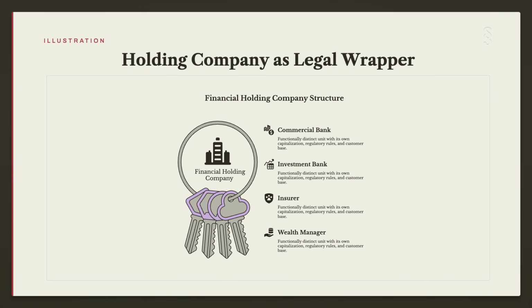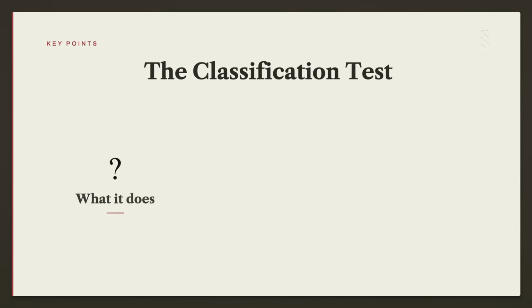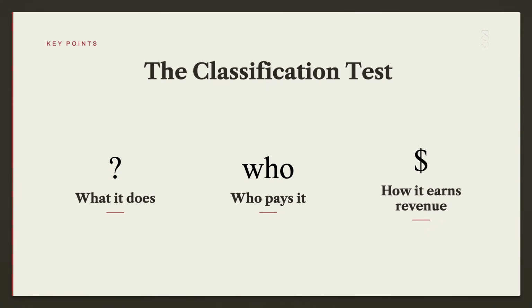Each is capitalized differently for its own risks, regulated by rules written for its specific activity, like the Volcker rule restricting trading at deposit-taking banks, and run with different expertise and systems. The holding company is just a legal wrapper around distinct businesses. The rule is simple: identify what the business actually does, who its customers are, and where its revenue comes from. Those three answers determine the sector, not corporate ownership and not the name on the building.